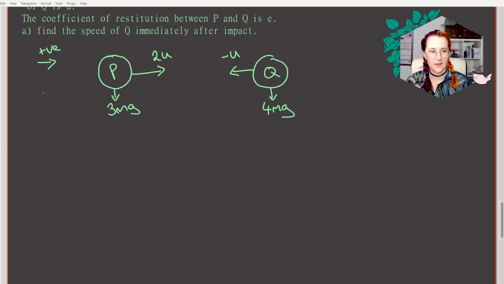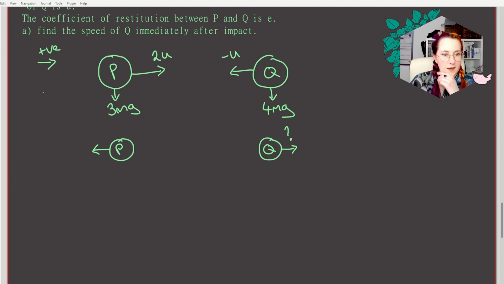Okay. I then have the post-collision diagram, labeling them, and I want to find this one. And this is going to be some value v. So let's label this actually VP and VQ. So we're told to find VQ.